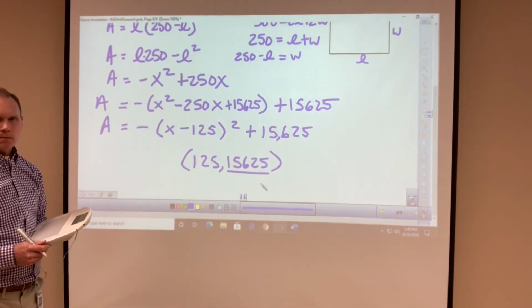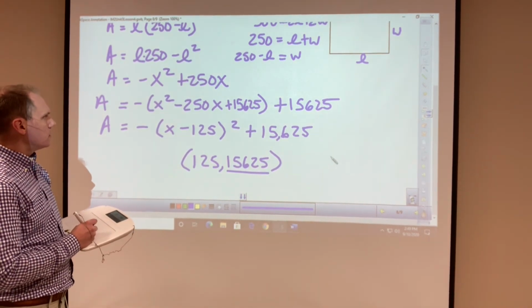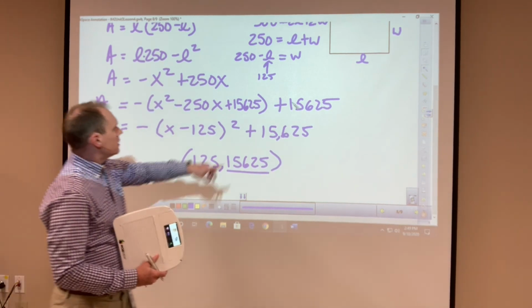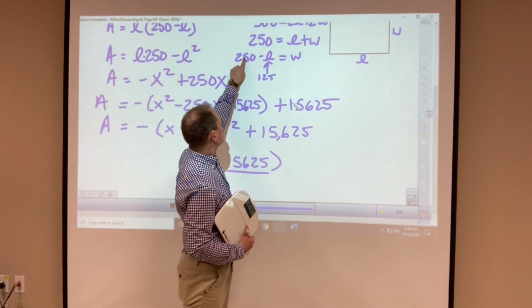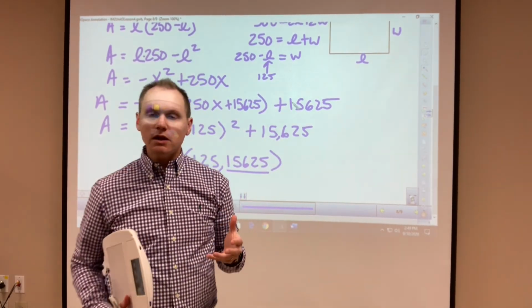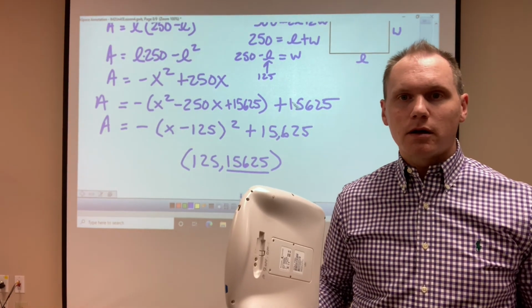All right, so if we go back up here, if we put 125 in for L, like I said earlier, 250 minus 125 gives you a width of 125. So what we're saying here is the area is maximized when we have a square.